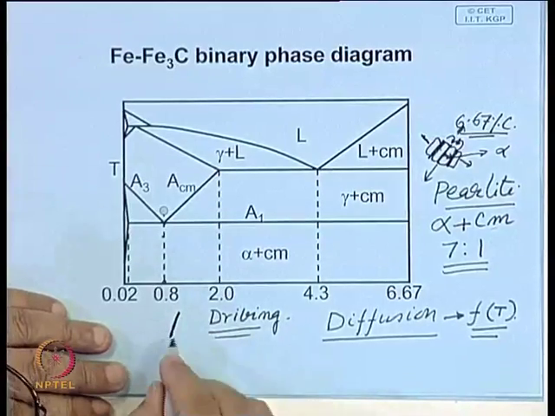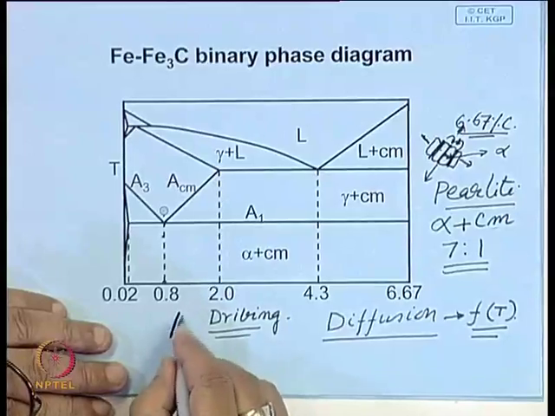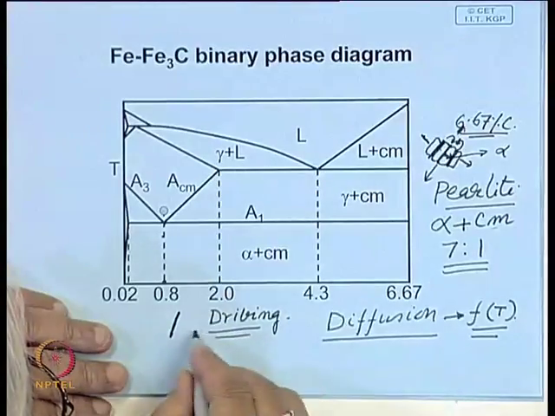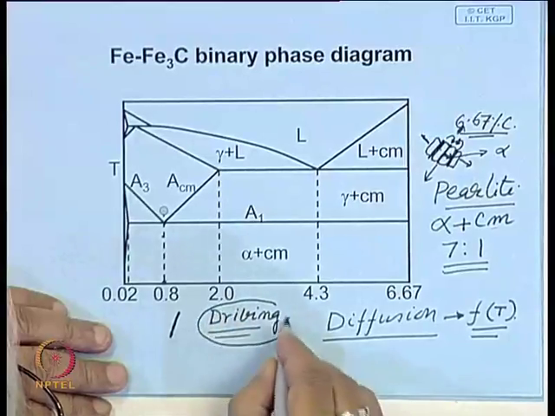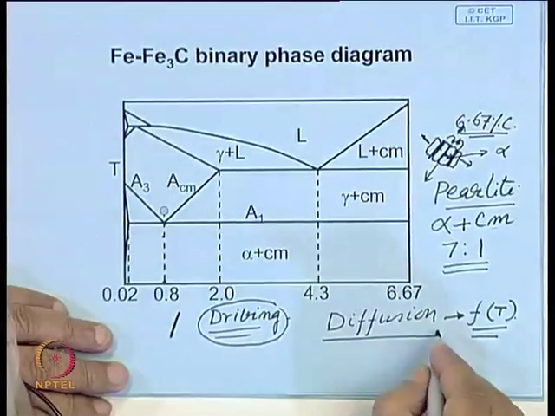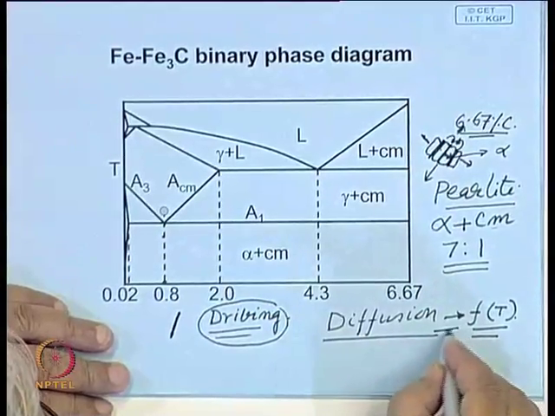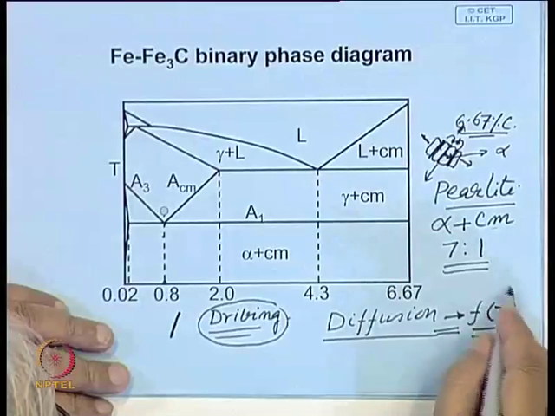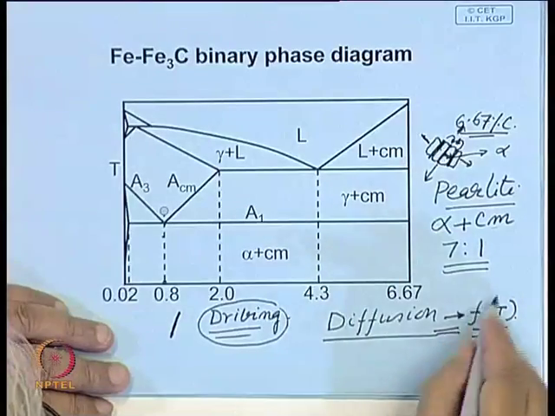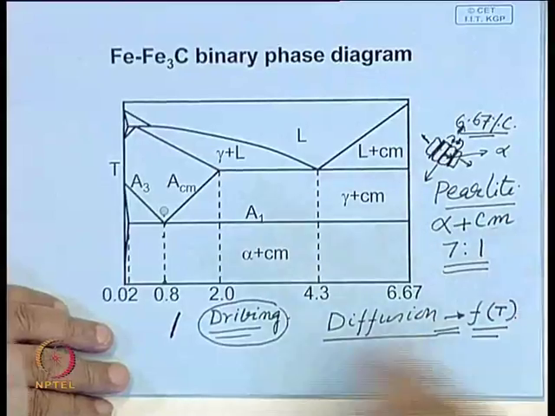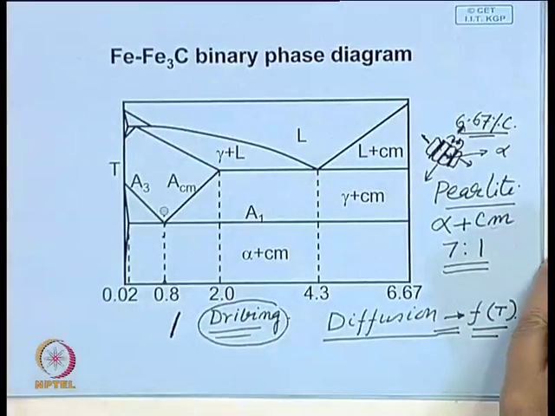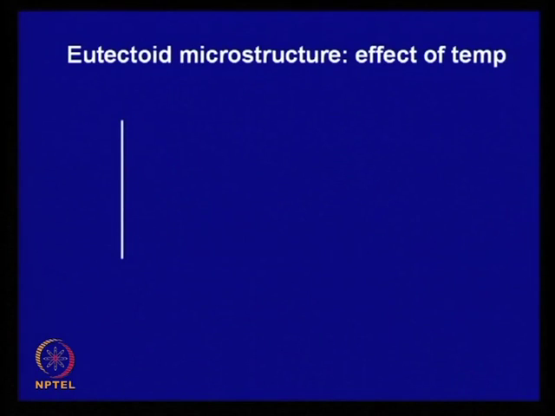The chance of nucleation of a cementite particle will be higher. So, that means there are two competing factors. One, you need a driving force to drive the reaction. Second, you have to allow time, or you have to control the temperature, which will allow the carbon to diffuse to form cementite. And this is what we see in this.